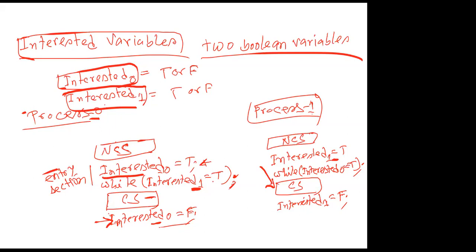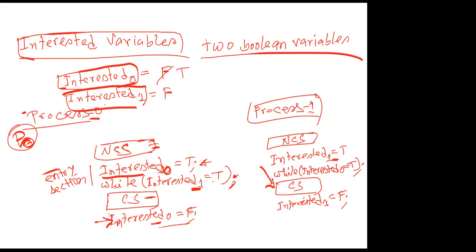Now let's check how it works. Let's see that at the beginning no process has entered the critical section. All flags are false, no process is in the critical section. Process P0 is currently scheduled by the operating system. It will execute the non-critical section and make interested[0] true. That means: I am process P0, and I am interested in entering the critical section.